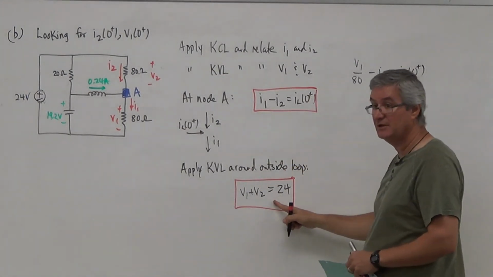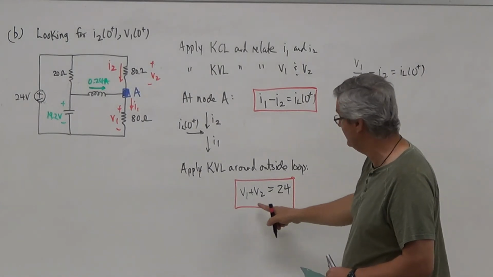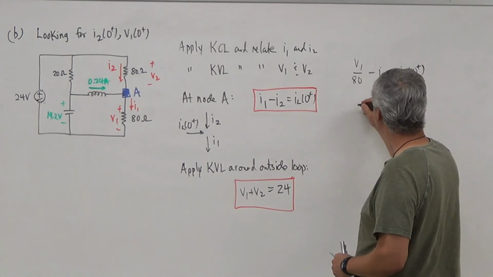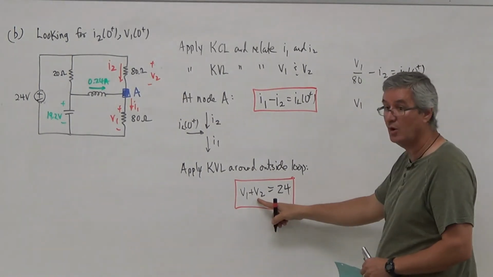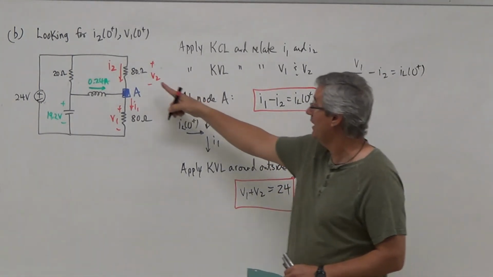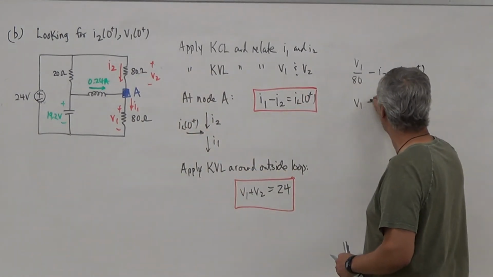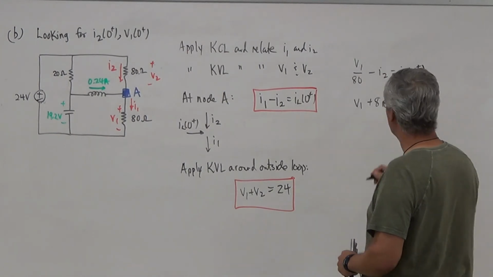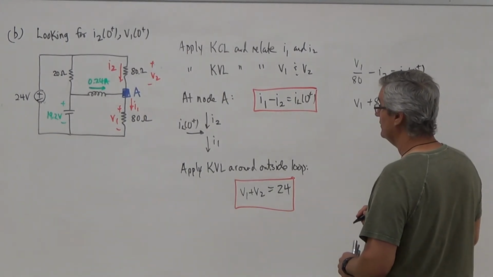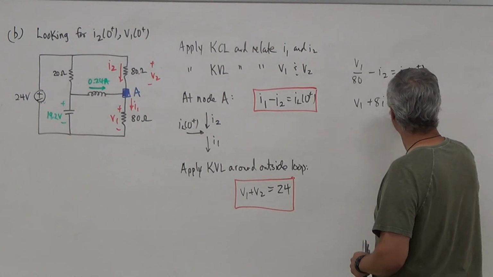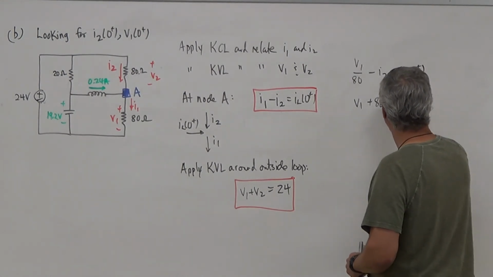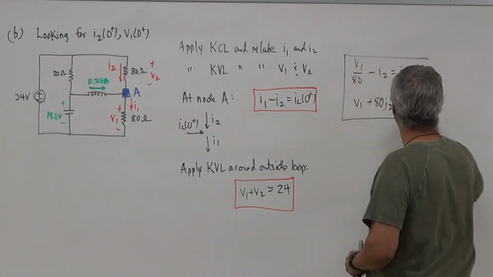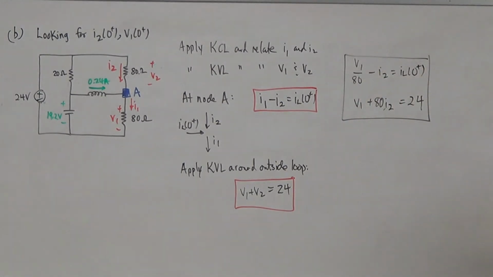Now I've got to do the same thing here. I'm looking for V1 here, so I've got to convert V2. If I look at this guy, it's V1, and then according to Ohm's law, since I have an 80 ohm resistor, it's got to be 80 I1. Let me make sure. V2 here has to be 80 times I2, and that has to equal 24. I have a system of equations now.